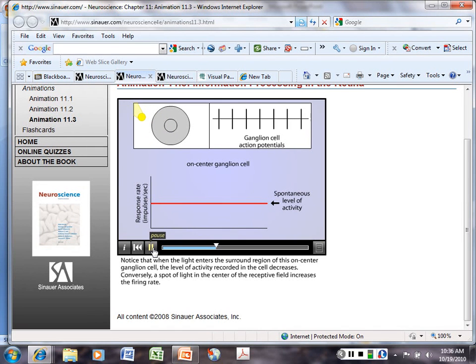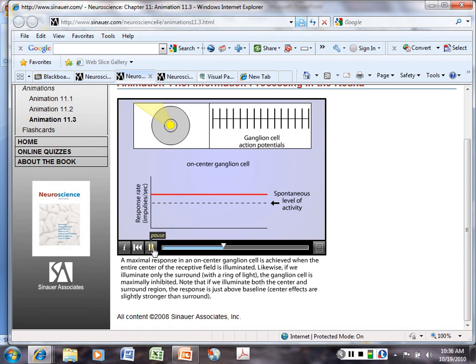Notice that when the light enters the surround region on this on-center ganglion cell, the level of activity recorded in the cell decreases. Conversely, a spot of light in the center of the receptive field increases the firing rate. A maximal response in an on-center ganglion cell is achieved when the entire center of the receptive field is illuminated. Likewise, if we illuminate only the surround with a ring of light, the ganglion cell is maximally inhibited. Note that if we illuminate both the center and surround region, the response is just above baseline. This occurs because center effects are slightly stronger than surround.